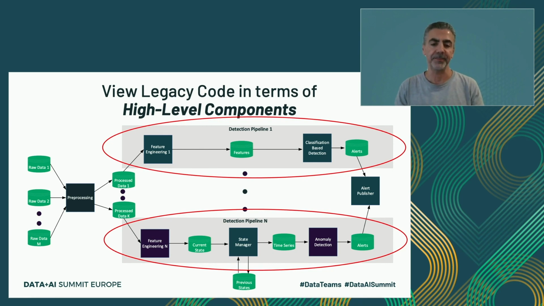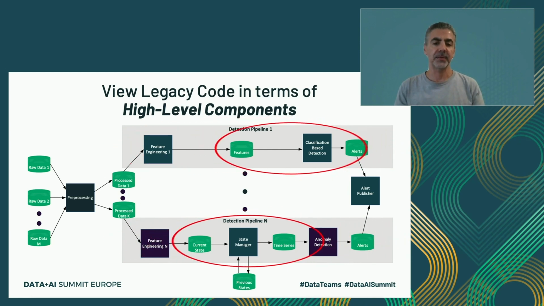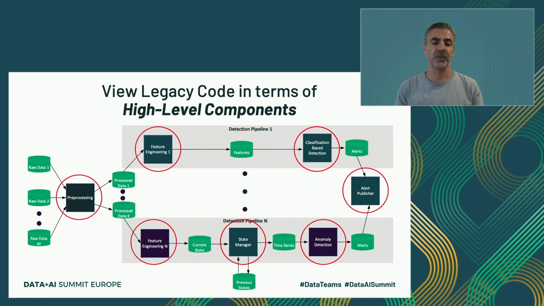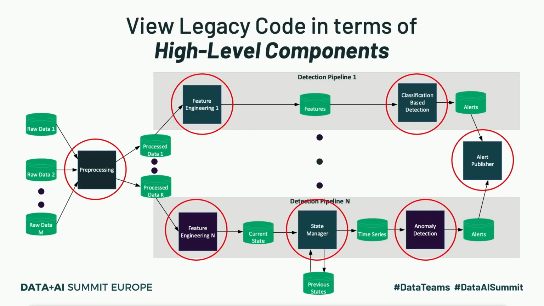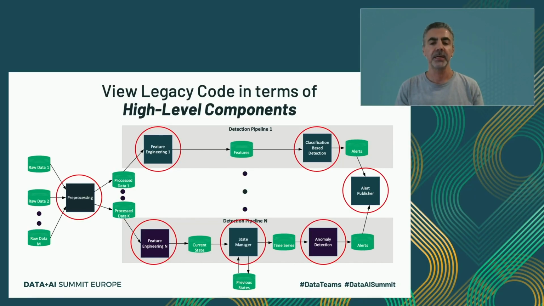and then compare the results and hope that they will be the same. So instead of doing that, we look at each detection and see the components it's built out of. These components contain sub parts that the detection requires, like feature engineering, classification, state management, stuff like that. We can take each one of these components and then migrate them separately.